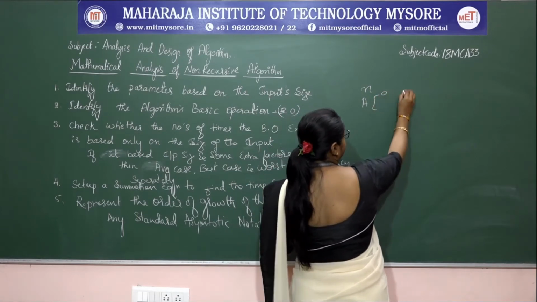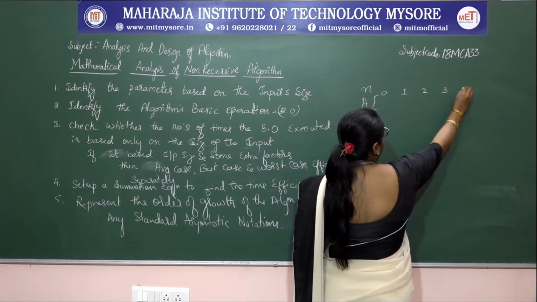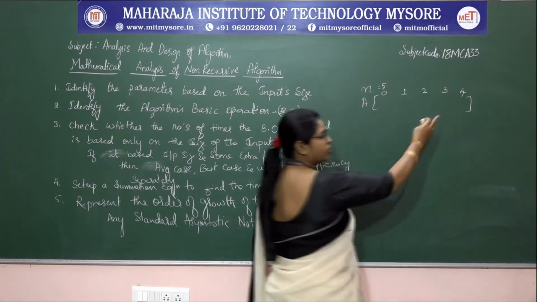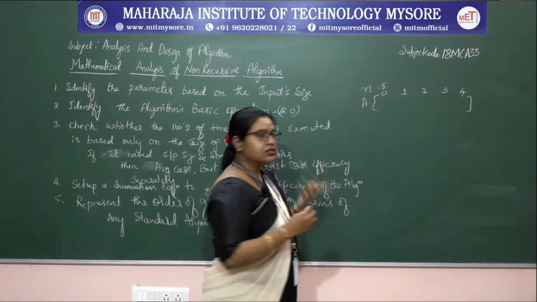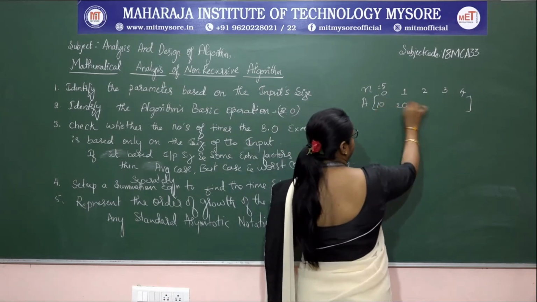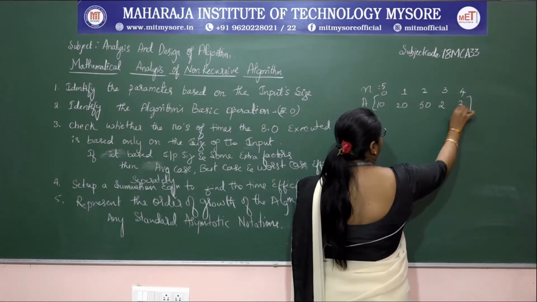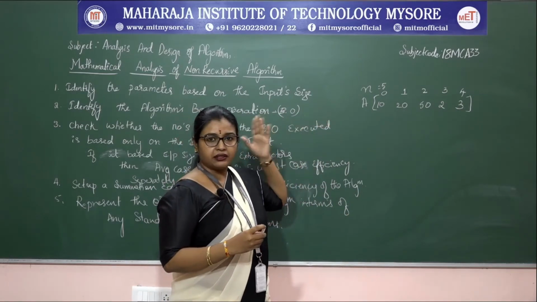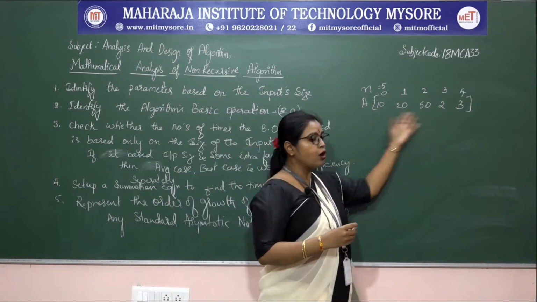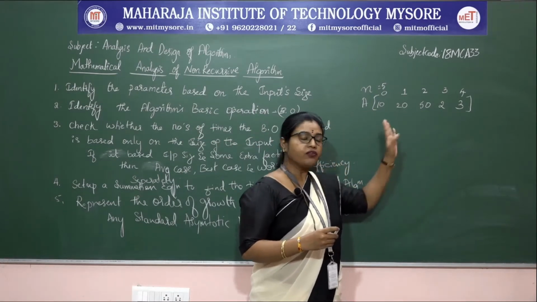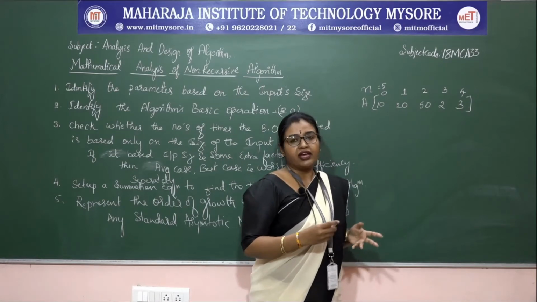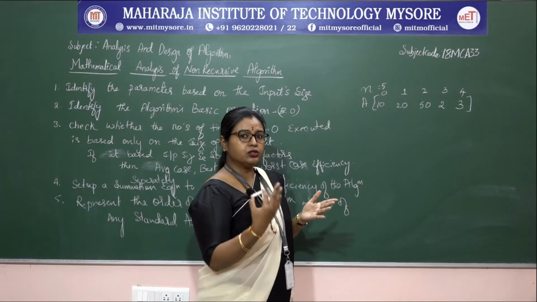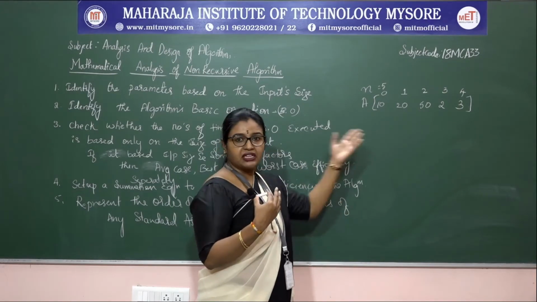Starting with index 0, 1, 2, 3, 4. If n is equal to 5, we are going to store 5 different values, say for example 10, 20, 50, 2 and 3. So it is an unordered array with n equal to 5 elements. We need to take the sum of these elements. So how are we going to do the addition of these elements?